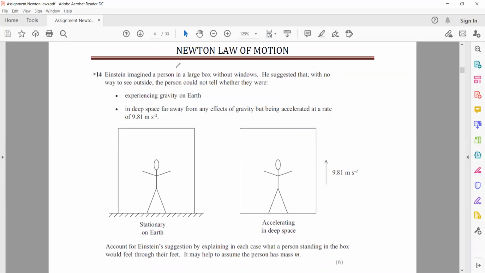So the person could not tell whether they are experiencing the gravity of the Earth or they're in deep space, far away from any effect of gravity, and being accelerated at a rate of 9.8. Means the object is accelerating at a rate of 9.8. So one is accelerating in deep space, another one is stationary on Earth. Both are inside a large box.